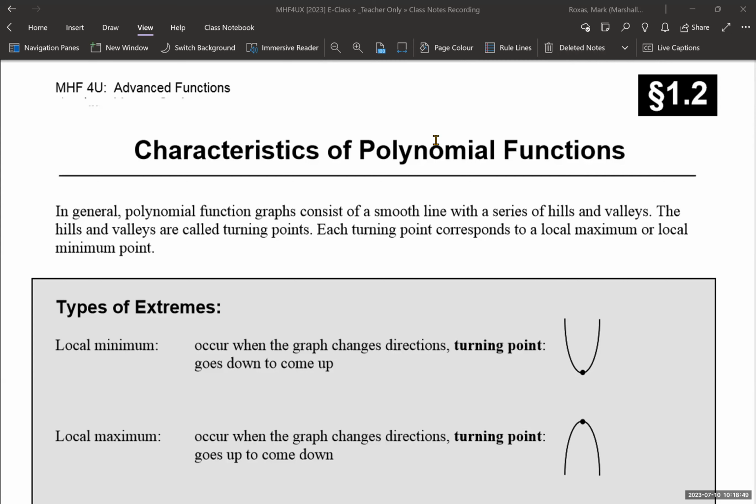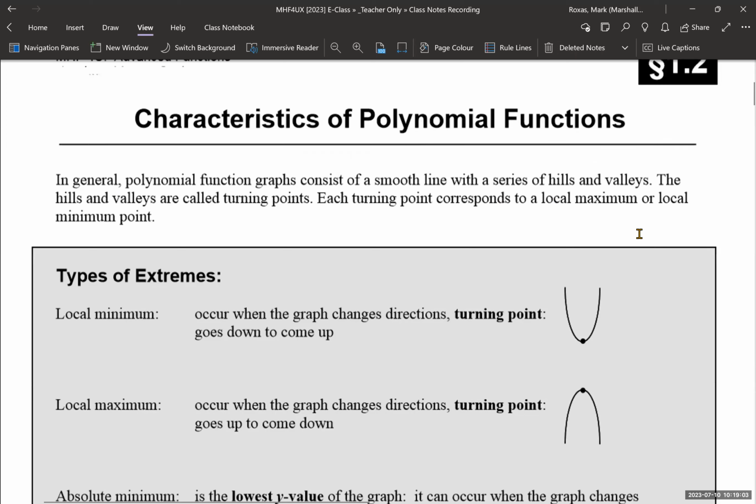Okay, 1.2 characteristics of polynomial functions. So in general, polynomial function graphs consist of a smooth line with a series of hills and valleys. The hills and valleys are called turning points. Each turning point corresponds to a local maximum or local minimum point.